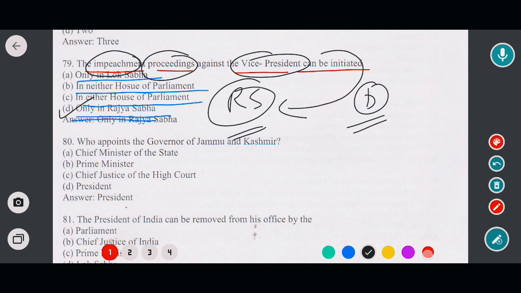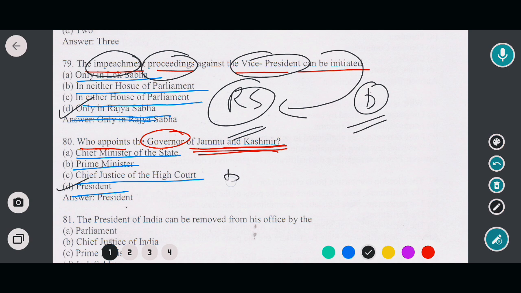So now moving to next question. Next question is, who appoints the governor of the Jammu and Kashmir? Okay, governor of the Jammu and Kashmir. So the options are Chief Minister of the state, Prime Minister, Chief Justice of the High Court, and the President. So the correct option would be option D. That means the governor of the Jammu and Kashmir is appointed by the president.